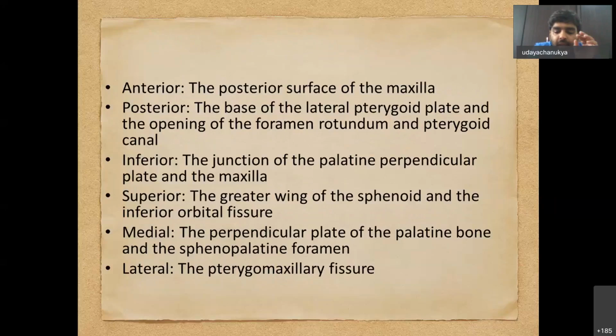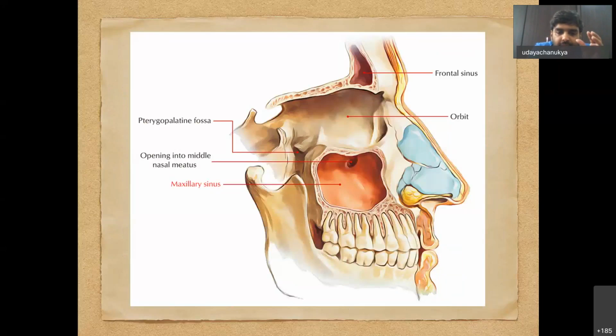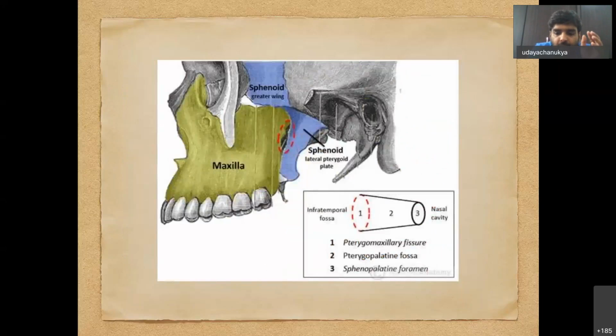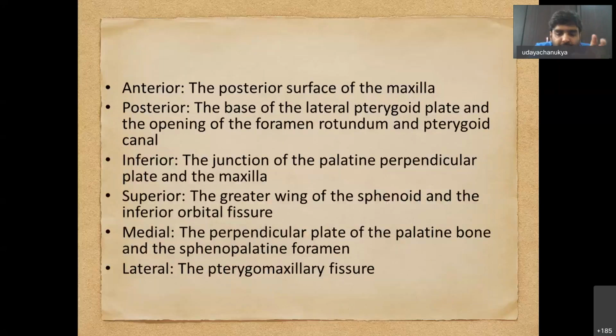Coming to the boundaries. We'll just read them out and then we'll go and see. The anterior boundary is the posterior wall of the maxilla, the posterior surface of the maxilla. Posteriorly, it is the base of the lateral pterygoid plate and the opening of the foramen rotundum and the pterygoid canal. Inferiorly, it is the junction of the palatine bone and maxilla.